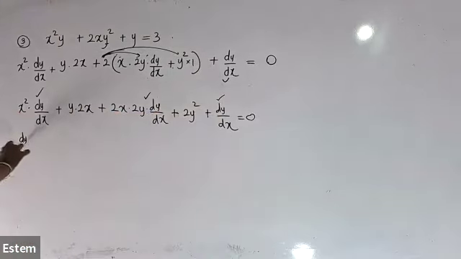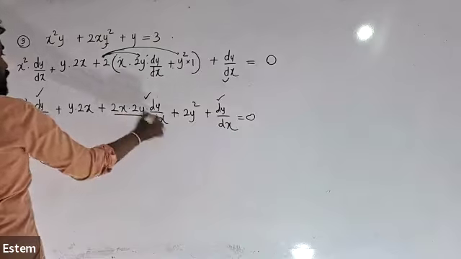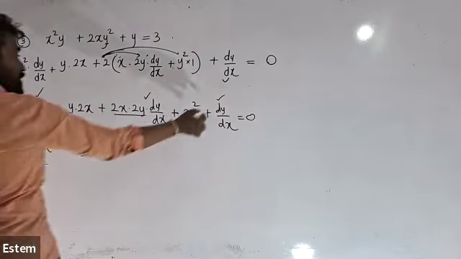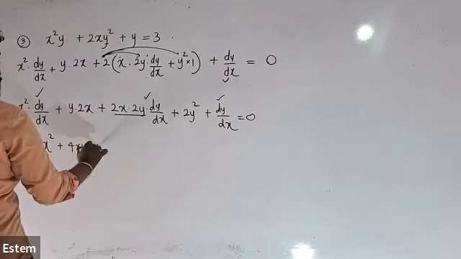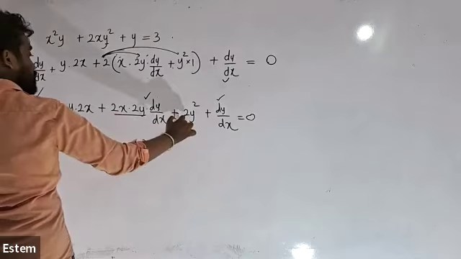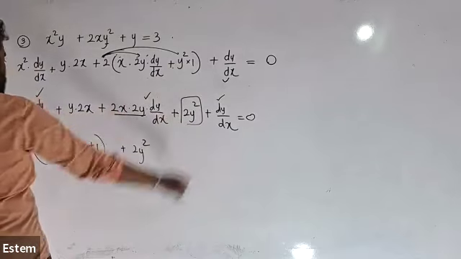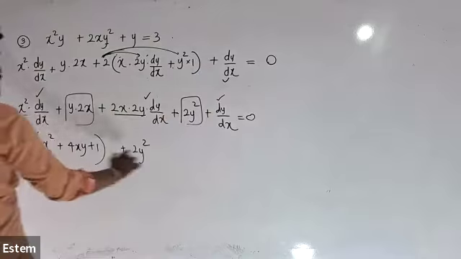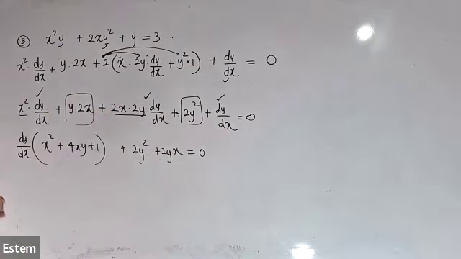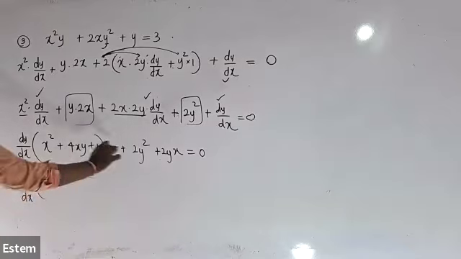Now, please pull out dy over dx. Now x squared is remaining. 2x times 2y means 4xy is remaining. Here, when we pull this out, a 1 is remaining. Now there are 2y squared, and 2yx is remaining, equals 0.